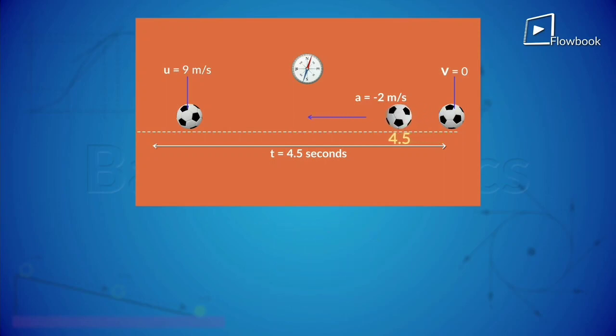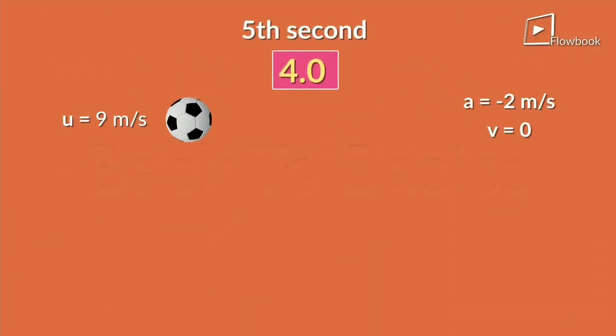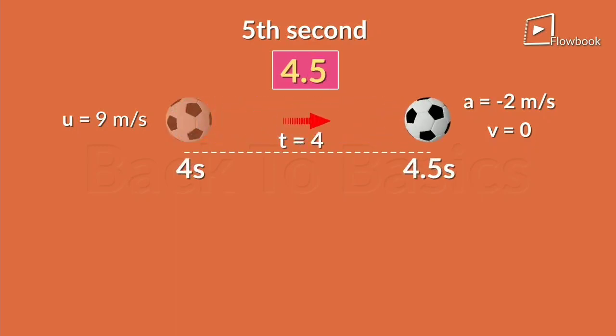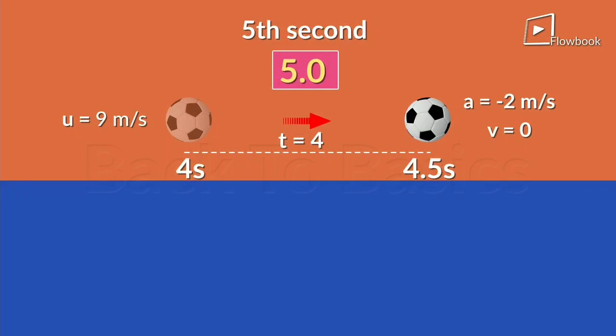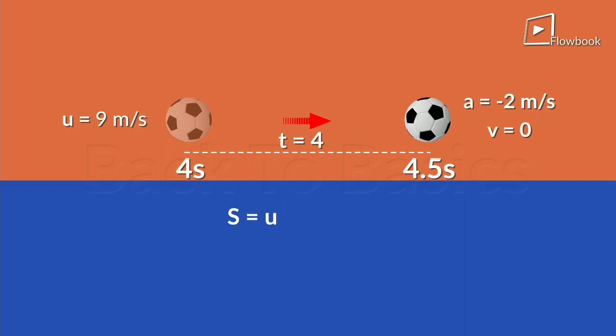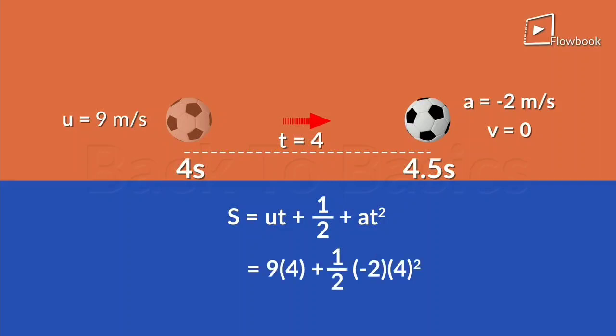So, if we want to know the distance that this ball traveled in the fifth second, we can find out the distance that this ball traveled from 4 to 4.5 seconds plus the distance traveled from 4.5 to 5 seconds. Now, what's the distance that this ball has traveled from 4 seconds to 4.5 seconds? Well, we have the distance formula as ut + half at square. The distance this ball has traveled in 4 seconds would be s = ut + half at square, and after substituting the values we get 20 meters.